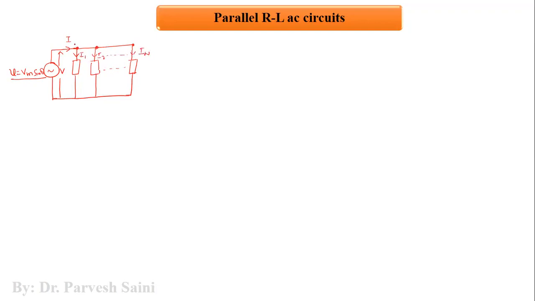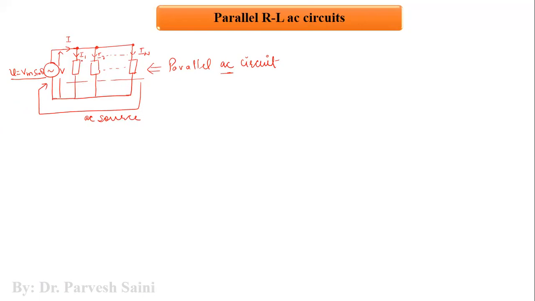So this is a parallel circuit basically, or you can say this is a parallel AC circuit. Now, why is it a parallel AC circuit? Because all these elements are connected to this particular AC source, right? Now, there are certain features of the parallel circuits.